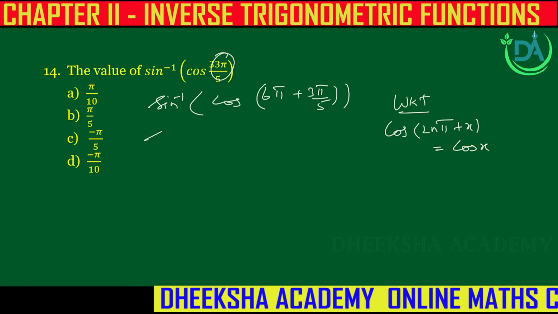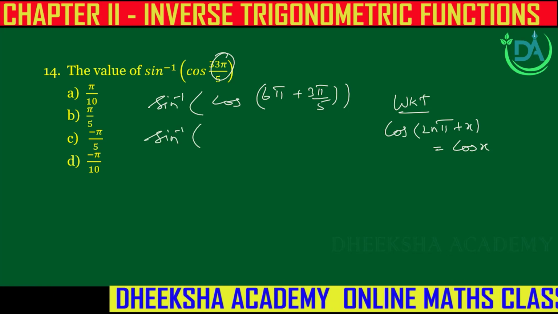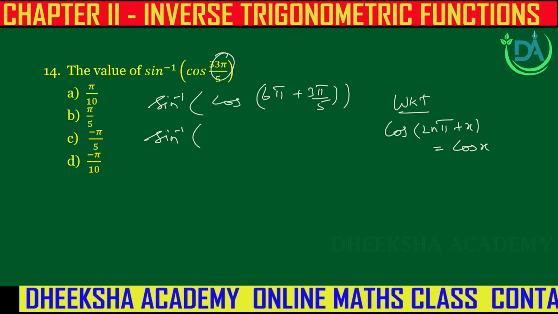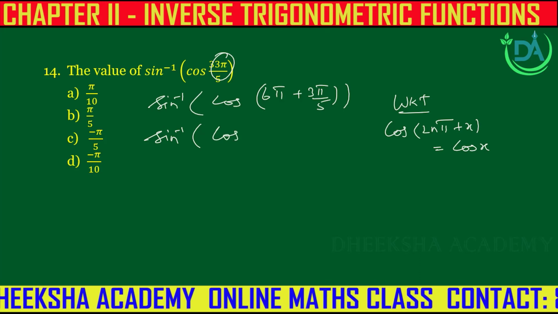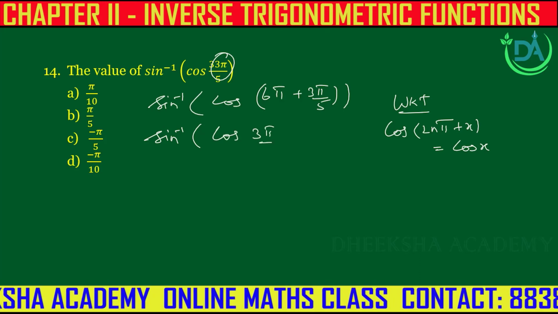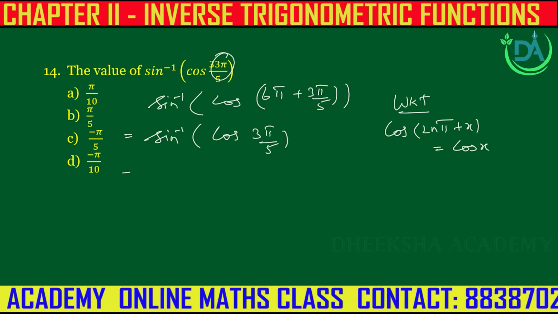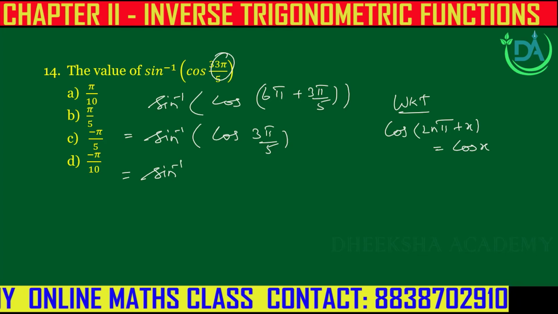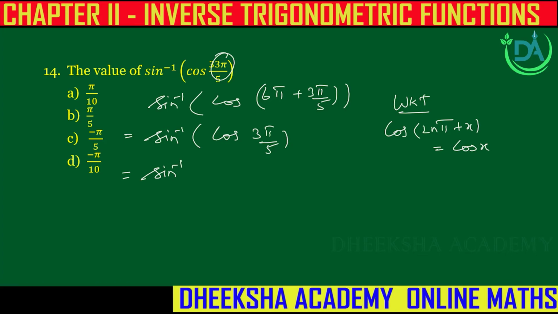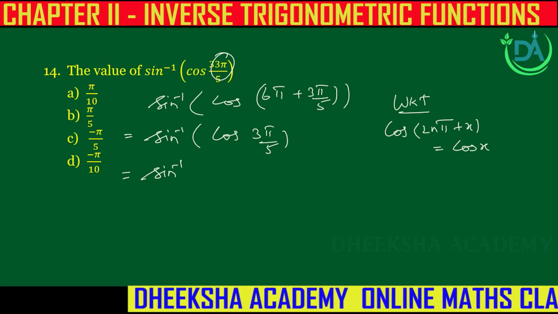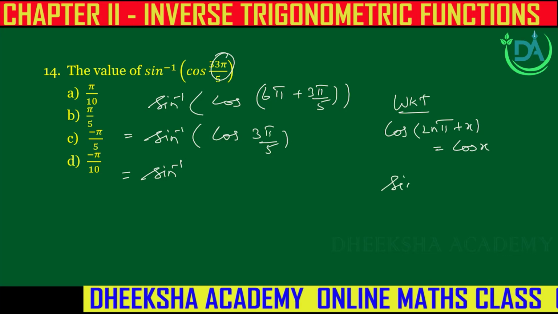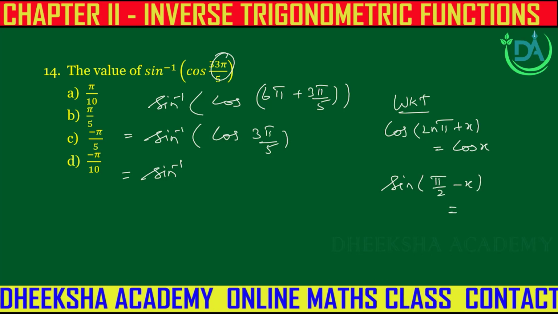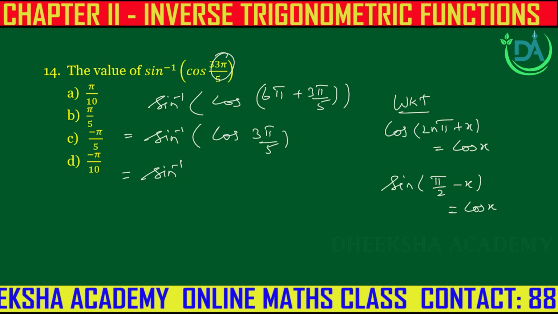So sine inverse of cos of 6 pi plus 3 pi by 5 is equal to cos 3 pi by 5, which is equal to sine inverse of, here sine inverse is there. So I want to make the cos of 3 pi by 5 in terms of sine. So we know that sine of pi by 2 minus x is equal to cos x. Sine of 90 degree minus x is equal to cos x.